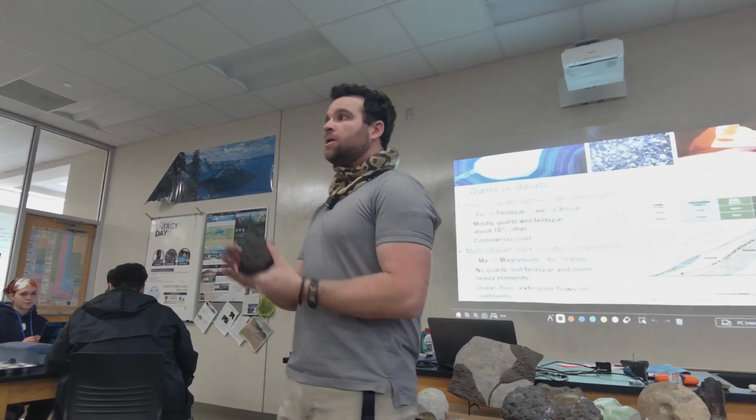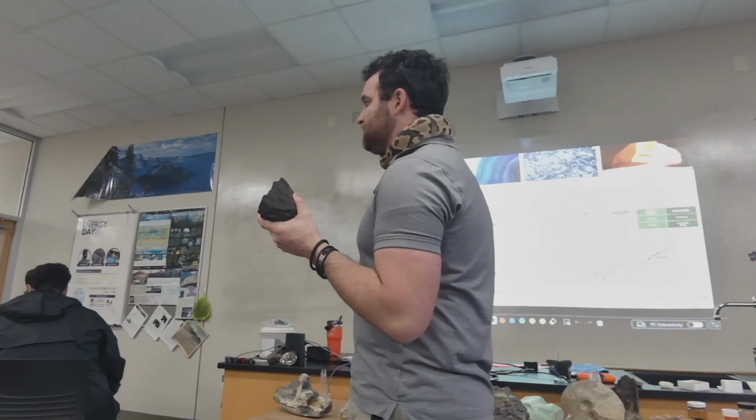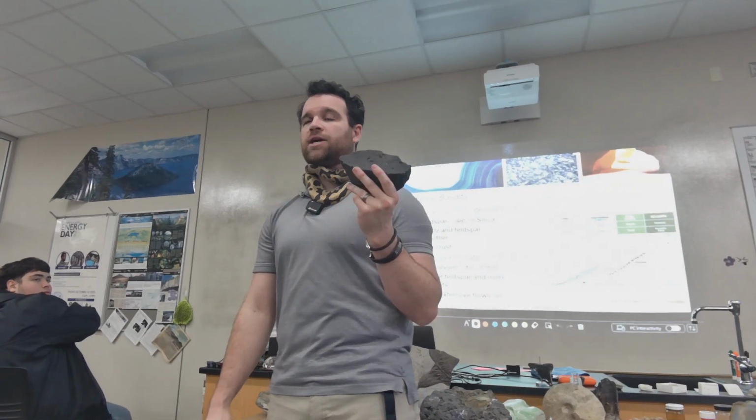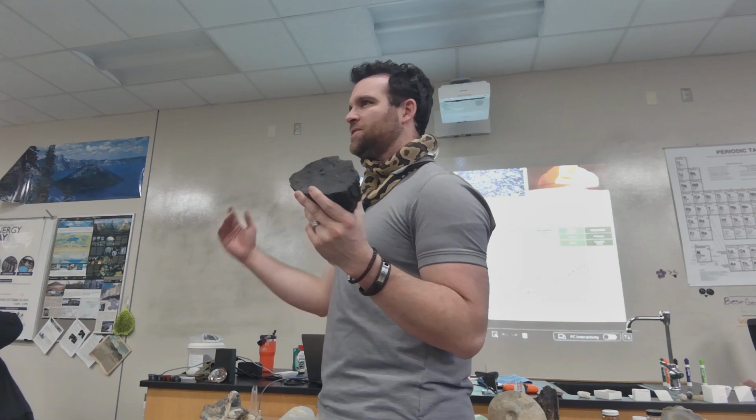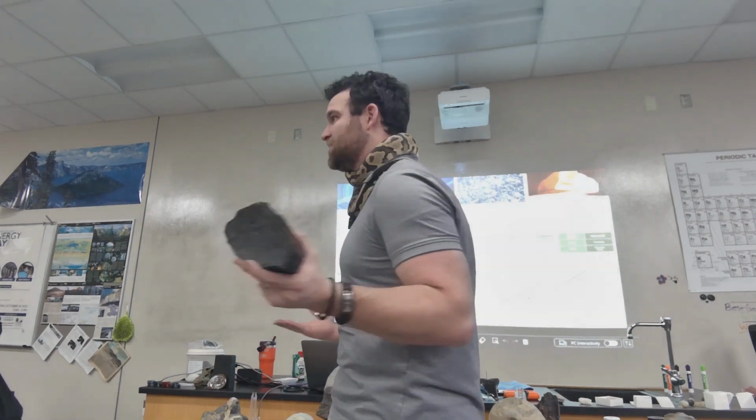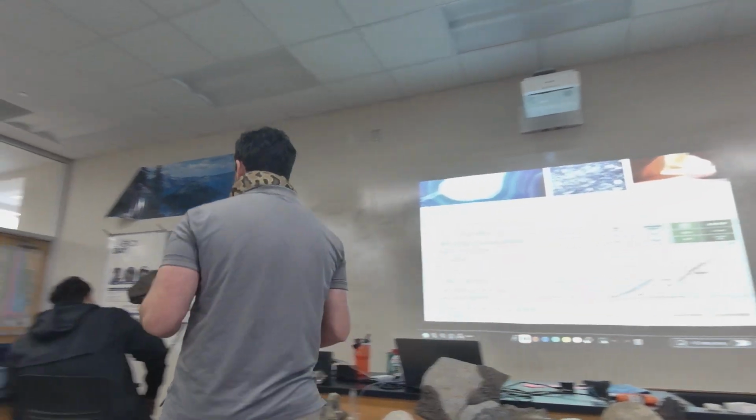Now earlier, Lexi, I think, pointed out the color difference between these two as an identifier. That's great. The color in this is generally darker. Do you think it has more light or dark silicates in it? Dark. Excellent deduction. Yes, it's made out of mostly dark silicates. Great. That is what mafic means.